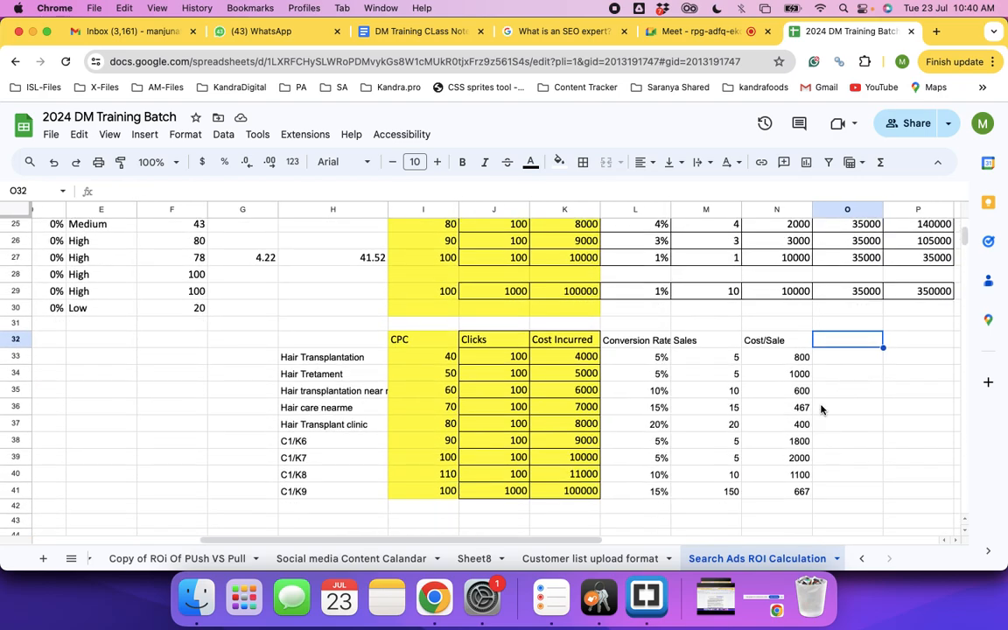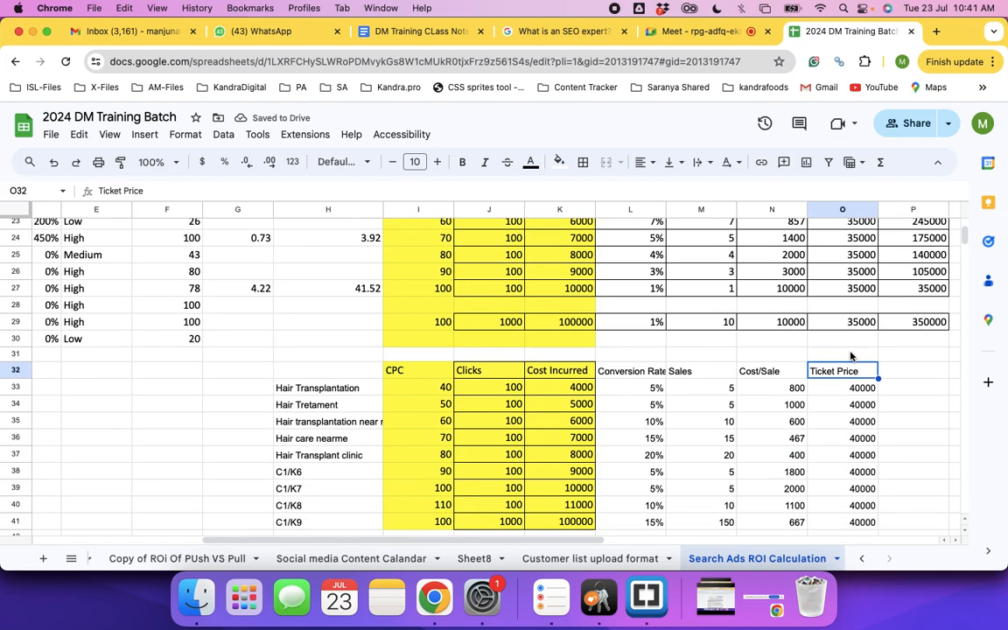The ticket price, what is that you are selling? Hair transplantation, right? For hair transplantation, ticket price, let's say it is 40,000 rupees. Okay, everybody, are you following me? Yes, sir. Ticket price is 40,000 rupees.